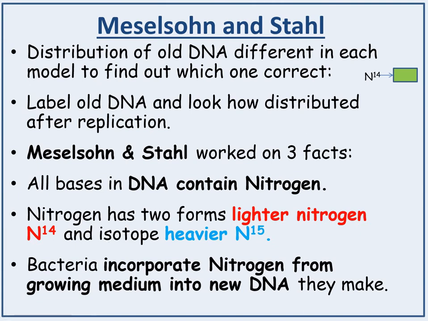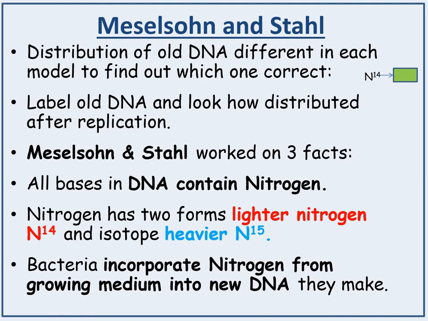So the experiments that Meselson and Stahl did, they knew that there was a distribution of old DNA that was different in each model, to find out which one was correct. So they looked at the distribution of the old DNA and the new DNA and found out which type of replication was correct. They labelled the old DNA and looked at how it was distributed after replication.